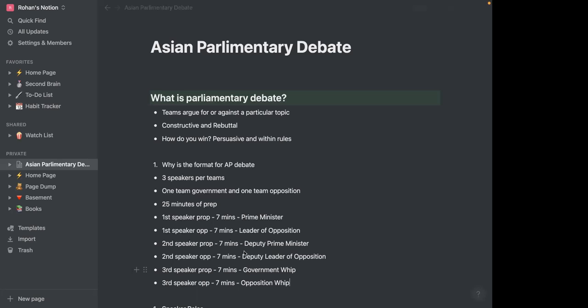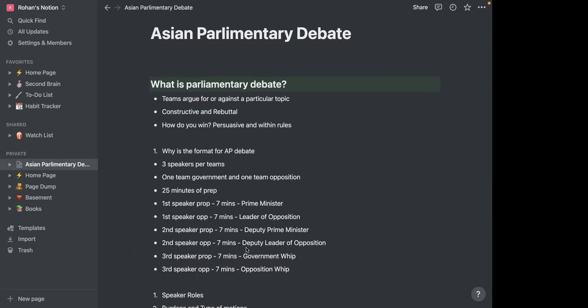So I think till now the format has been pretty obvious and simple. You can see a zigzag where it goes first speaker proposition, first speaker opposition, second speaker government, second speaker opposition, third speaker government, third speaker opposition. So you can see this zigzag where it's government, opposition, government, opposition. Now the format slightly changes a bit. After the third speaker opposition, we have the opposition reply.